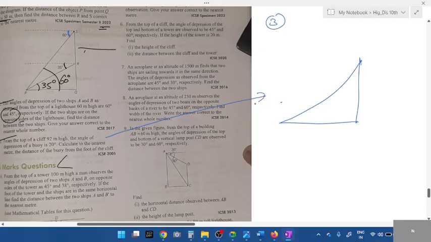Depression, how many angles are given? How many angles? One angle, which means one triangle, right angle triangle. First draw ABC. If it is depression, draw a dotted line. What's the angle given, students? Be quick. 20 degrees. This 20 degrees, just draw it inside.